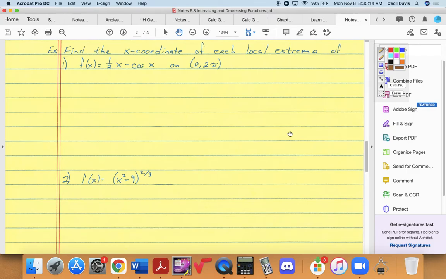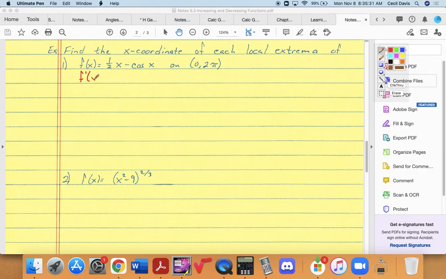You can graph his motion, create a nice ups and downs. All right, so find the x-coordinate of each local extrema of this function on the interval from 0 to 2 pi. So we'll take the derivative, f prime of x, and that'll be 1/2 plus sine of x.